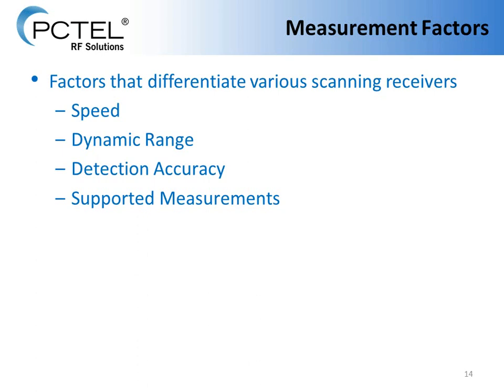We want to have good detection accuracy, be able to minimize false detections. We've seen some scanners with false detections of 10–20% when it gets down to very low CINR or SINR values. And then have a lot of supported measurements. In addition to the ones I talked about, things like time offset, delay spread, MIMO parameters, layer 3 messages, to be able to really look at that network and analyze it for any issues that might creep up, to be able to optimize that network.